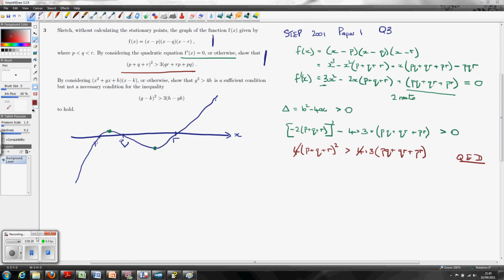Okay, so now let's look at the last part. To do the last part, let's notice that we're given that g squared is greater than 4h. It's reminiscent of another discriminant, because we've got a quadratic here, x squared plus gx plus h. This quadratic is part of this overall expression. Now g squared minus 4h is the discriminant of this function here. So if g squared is greater than 4h, that will imply that this quadratic, x squared plus gx plus h, has two roots.